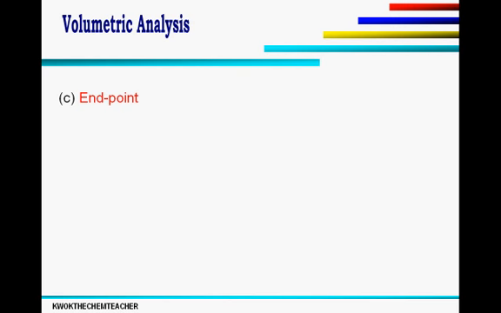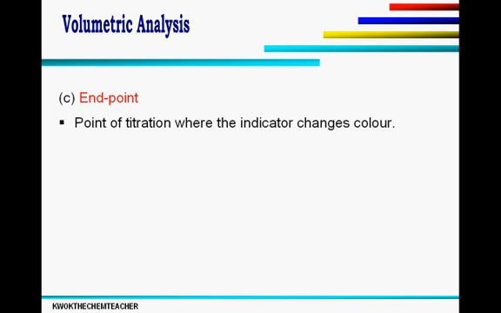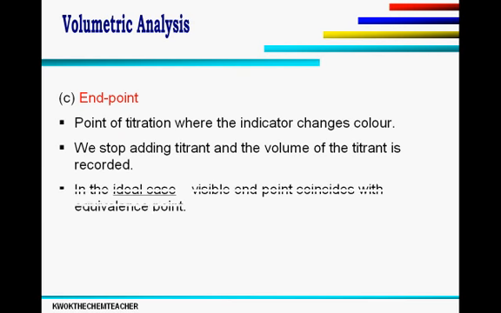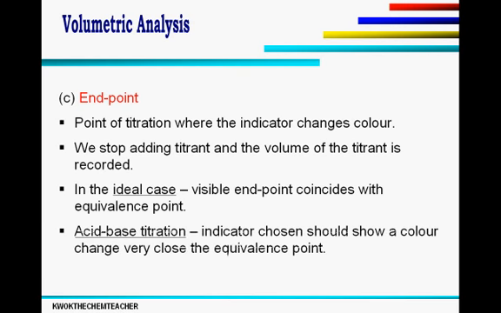The next definition we will talk about is that of the end point, the point of titration where the indicator changes color. We will have stopped adding titrant and the volume of the titrant is therefore recorded. In the ideal case, we would like to have the visible end point coincide with the equivalence point.